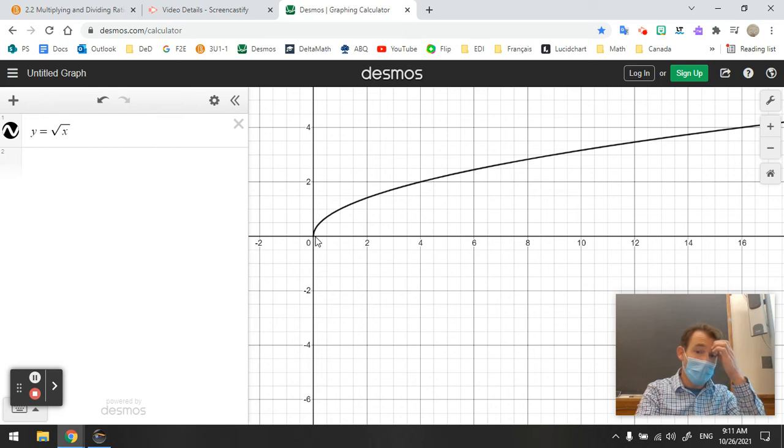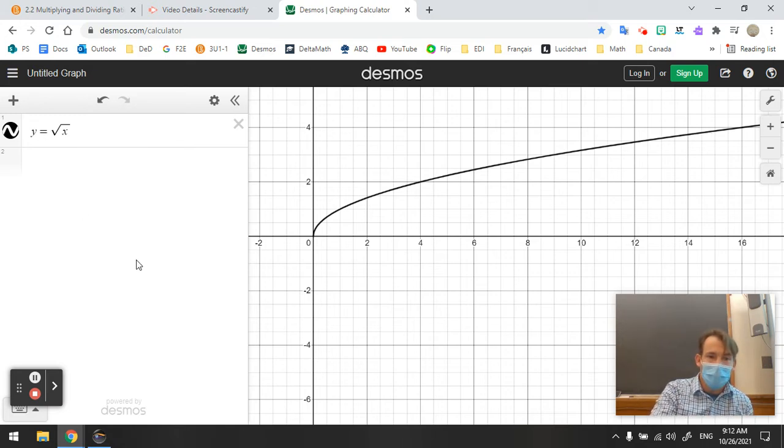Why don't I see any negative outputs? Why don't I see any negative values of y? Aiden? Because you can't square root something to get a negative? Yeah. The square root is always going to be a positive number here. So I also have no negative values of x. So the domain and range are both positive. X and y are both greater than or equal to 0 here.